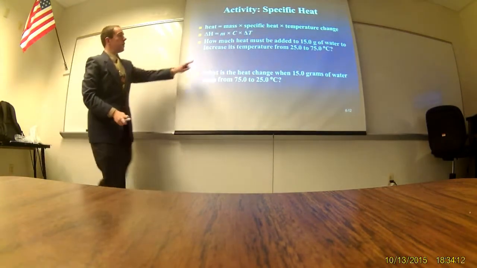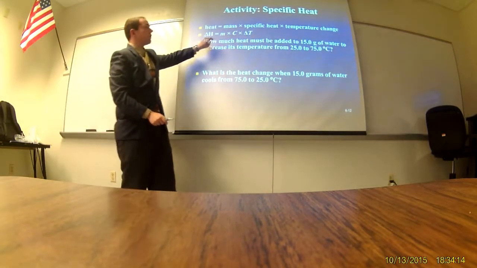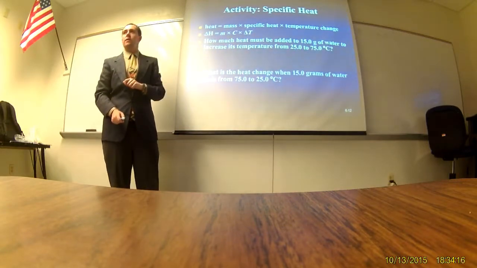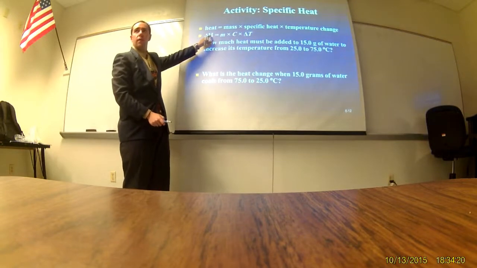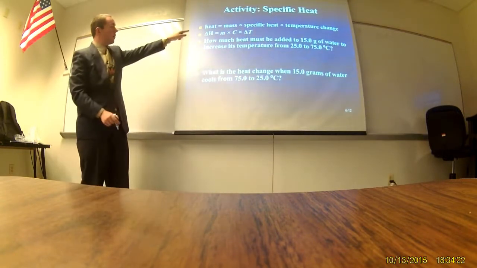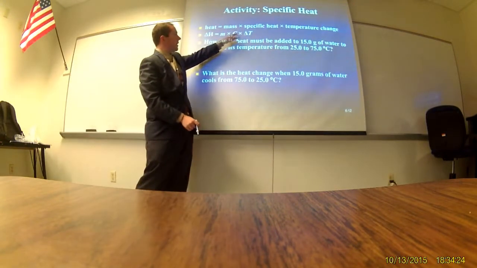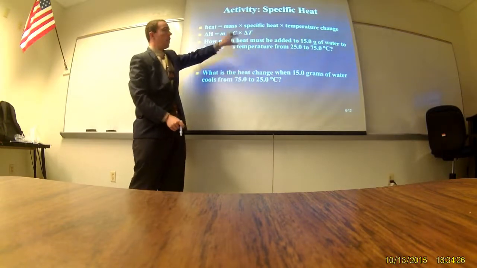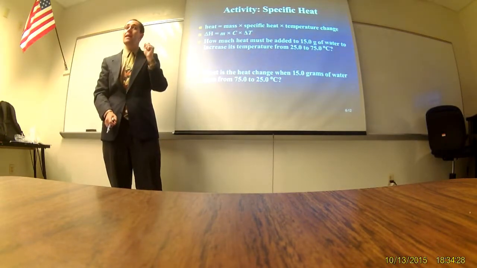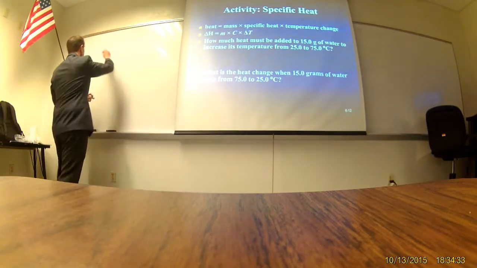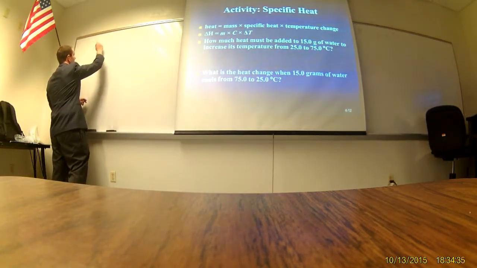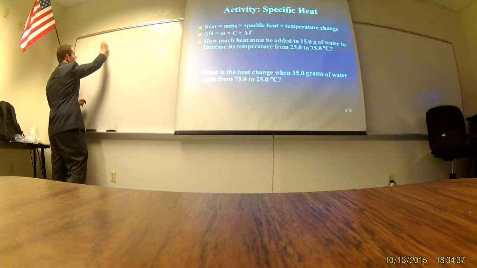So which of these variables is the question asking for? What are we trying to find? The change in heat. We're looking for delta H. So we need M, C, and delta T from the question. They have to be in there. So what is my M? 15.0 grams.